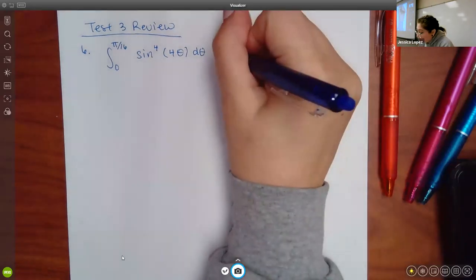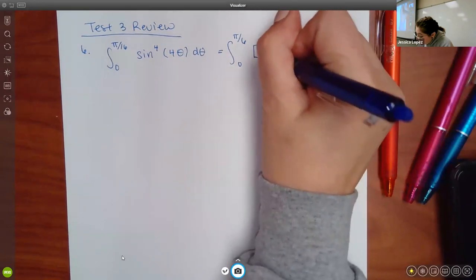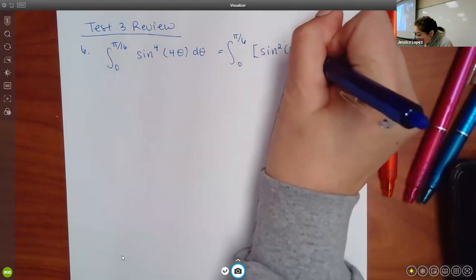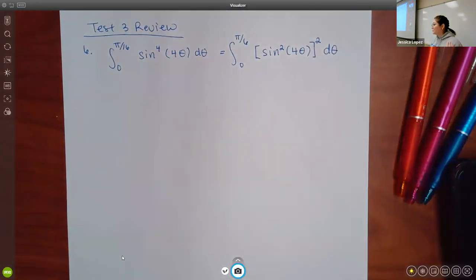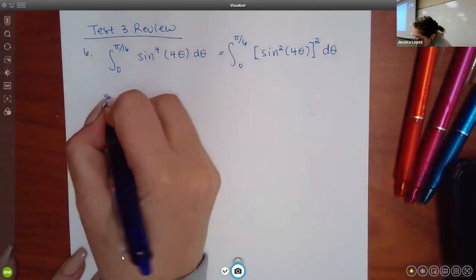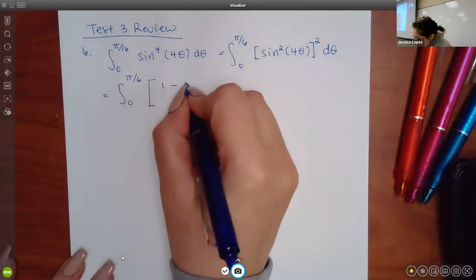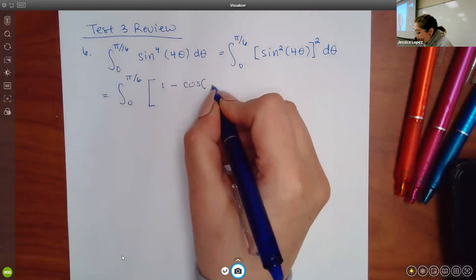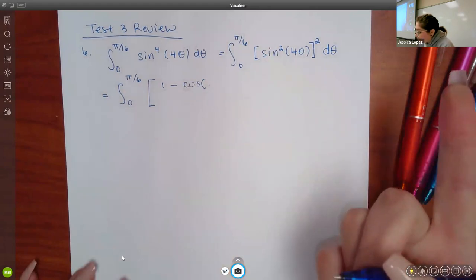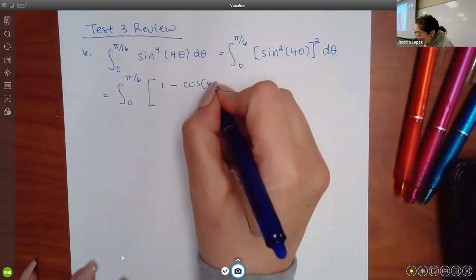So the first thing I would do, for me personally, is rewrite this as sine squared of 4 theta, squared, right? Because when you square, you end up with a 4th power. Then I would apply my power reducing formula inside that bracket. And so I would get 1 minus cosine of 2 theta. And it doesn't mean 2 theta, just a random theta. 2 theta is whatever the angle was before. So since my angle was 4 theta, when I double that angle here, it's actually going to be 8 theta.